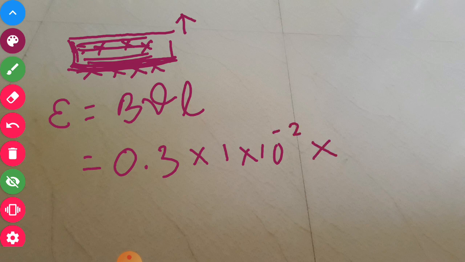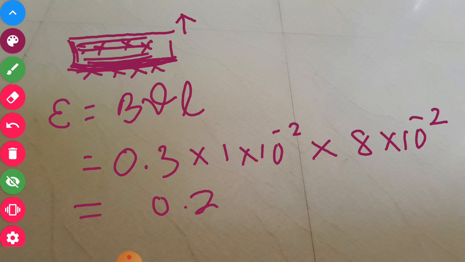So the value will be: the magnetic field is given, it is 0.3 Tesla. The velocity of this longer side is also given, it is 1 centimeter per second, so 1 into 10 raised to minus 2, and the length of this longer side is 8 centimeters, so 8 into 10 to the power minus 2. If you simplify this, then you will get 0.24 millivolt, if the longer side is moving in this particular direction.